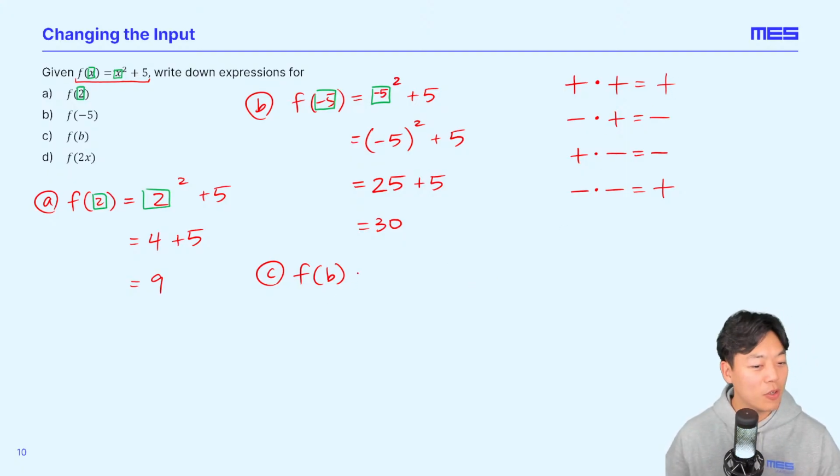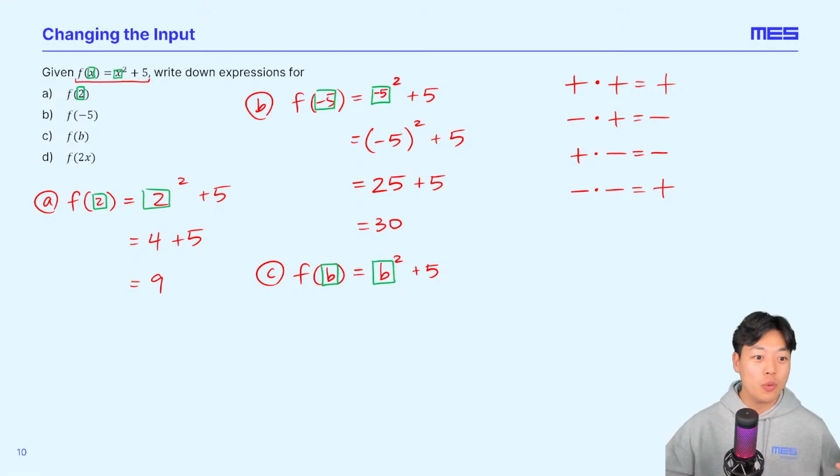So f of b, great, Kanav. We have b squared and then plus a 5. There's nothing else we can do here because we do not know what this b is, right? We do not know what this b is. B is unknown, so we keep it as is.